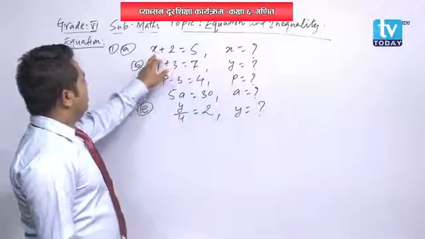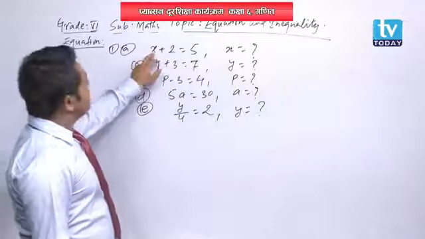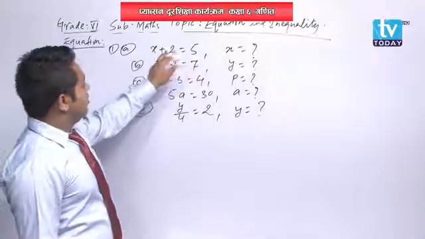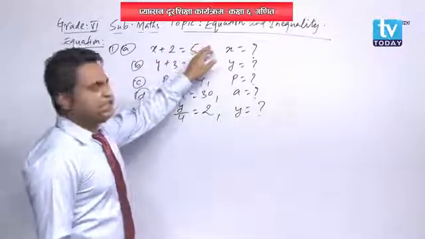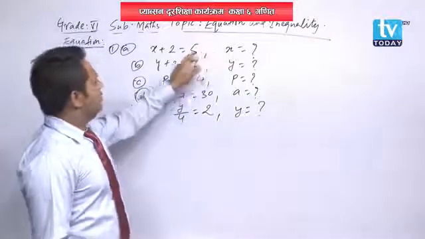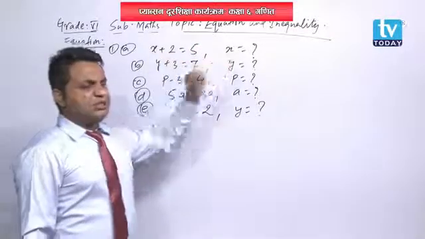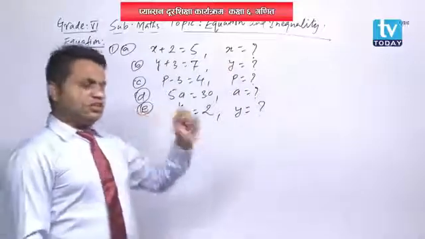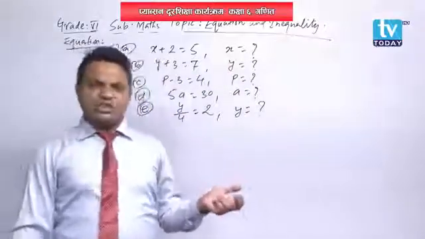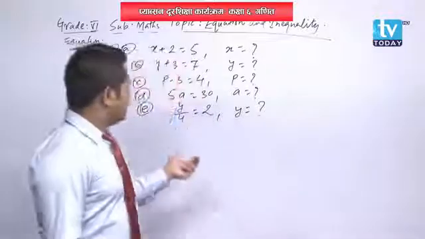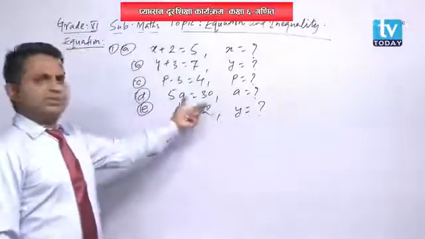Here, in the first case, x plus 2 equals 5. Now you can find it: if you take this 2 to the right hand side, then 5 minus 2 will be 3. Then the value of x must be 3. Otherwise, you can check for x equals 1, for x equals 2. You can check in that way also. Is that clear? You can do this yourself.